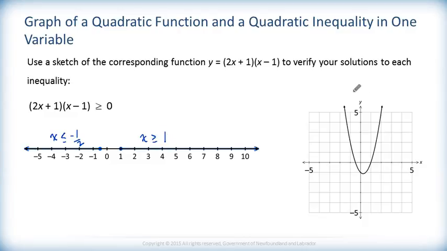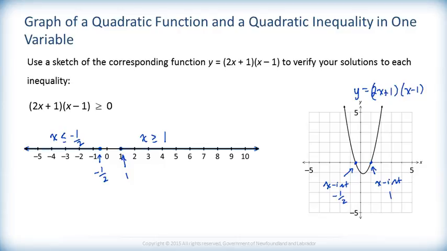Over here, I've got a sketch of the graph y equals (2x plus 1)(x minus 1). We're going to use that graph to come up with these same solutions. Let's first of all look at the values of the x-intercepts. We've got an x-intercept here at negative 1/2, and another one at x equals 1. Those are the same values that we have to start our intervals. So the x-intercepts give us the endpoints of our intervals.